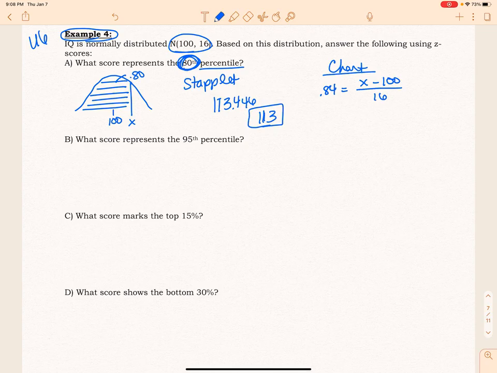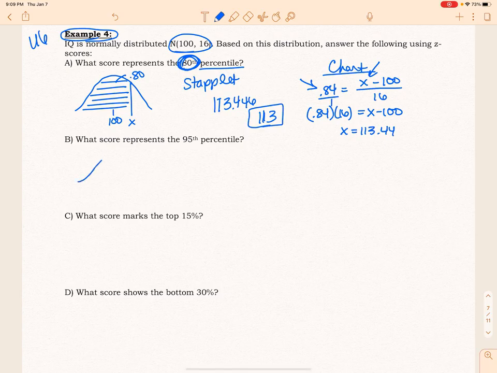So this is my z-score formula, but now I know what z is, and I have to find x. So I am just going to multiply 0.84 and 16. I'm just cross multiplying here. And then on the right, I'm going to have x minus 100. This is just simple algebra. That's all it is. And then when you solve this, you are going to find that it is 113.44. So either way, you're going to get the same answer. I just wanted you to see it both ways. All right, let's do the rest of this.